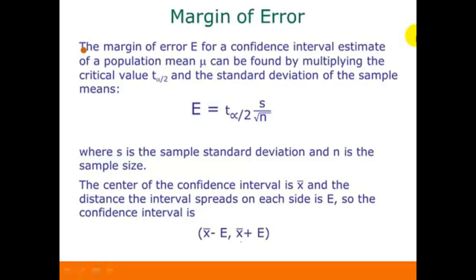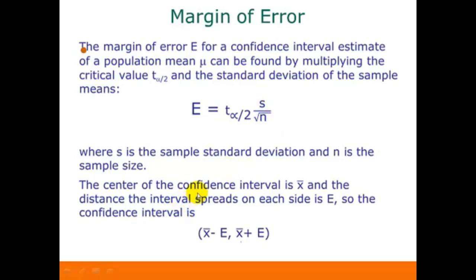The margin of error, E, for a confidence interval estimate of a population mean mu, can be found by multiplying the critical value t alpha over 2 and the standard deviation of the sample means. So this is a lot like what we did for confidence intervals for population proportions. So our margin of error is t alpha over 2 times s divided by the square root of n. And s is going to be our sample standard deviation. N is our sample size.